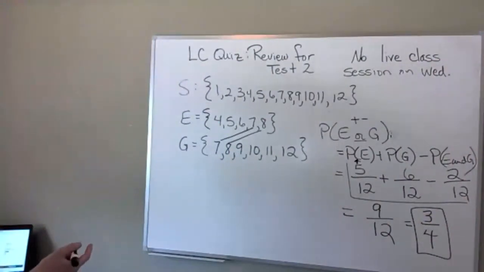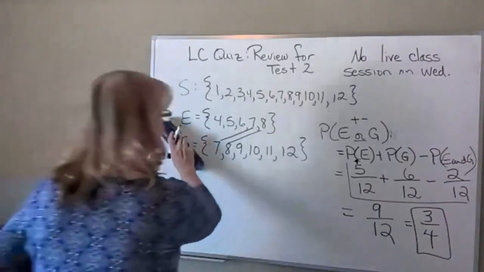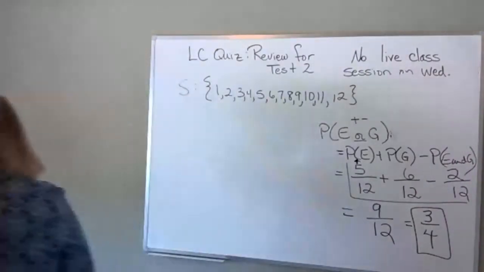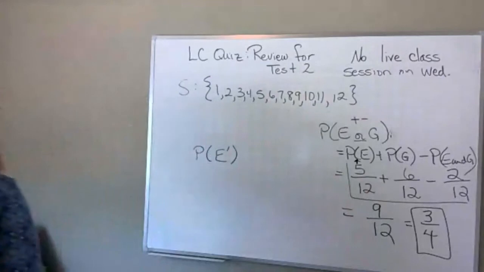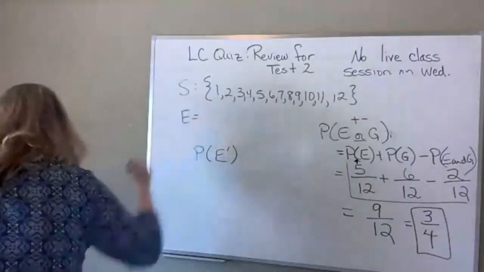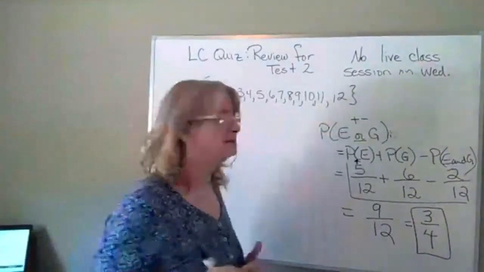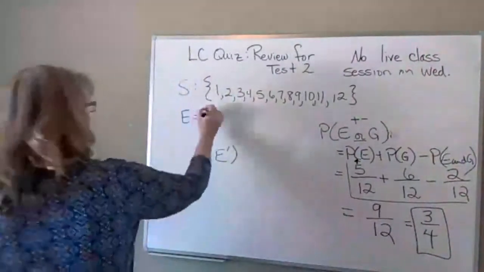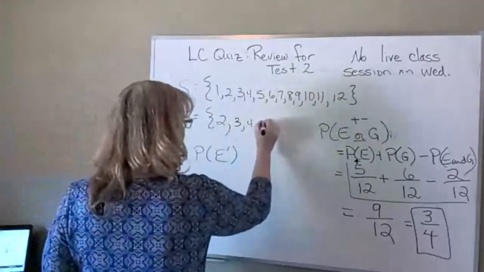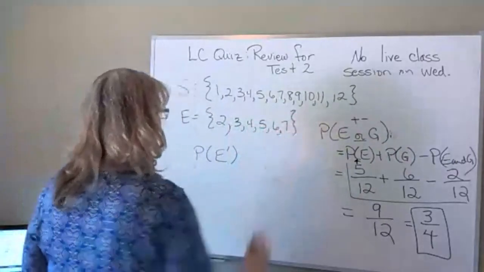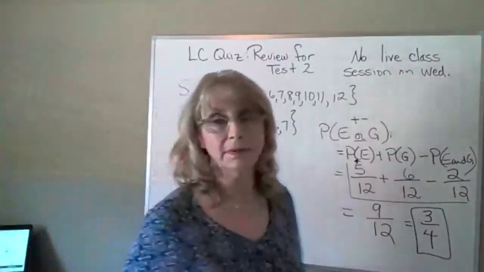It's the same sample space, and it looks like it's the same. No, it's not the same event, so I need to change the events. The question is to find the probability of E prime, which means E complement, and so we need E up here. But the sample space is that. Remember, the sample space is the set of all possible outcomes. And event E is, on this one, 2 through 7: 2, 3, 4, 5, 6, 7. And it wants to know what's the probability of E prime, which means E complement.